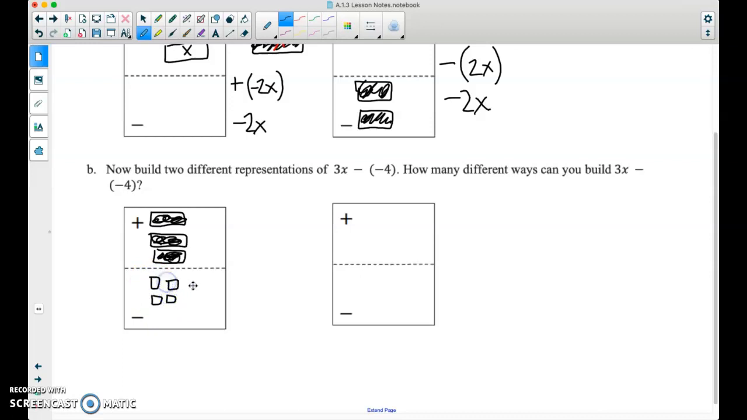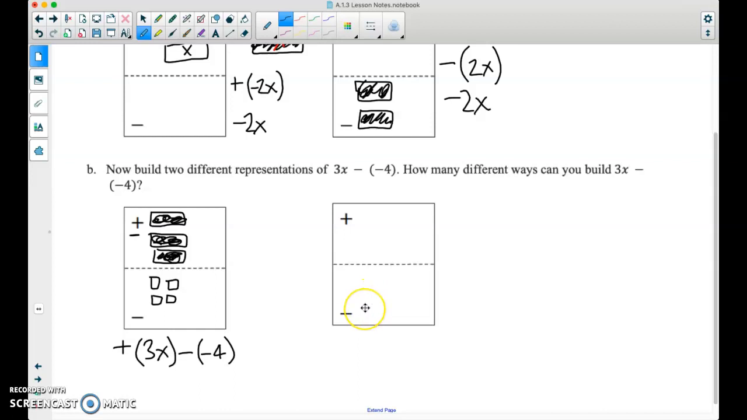If we draw our 4 little white squares, so now when we write this out again for this one, we are in the positive region. So we have plus 3 of our x tiles. Then we have a minus 4, because the white again are negative tiles.